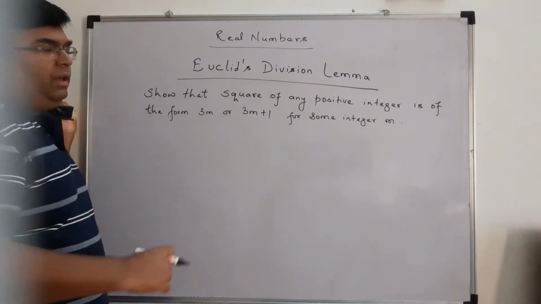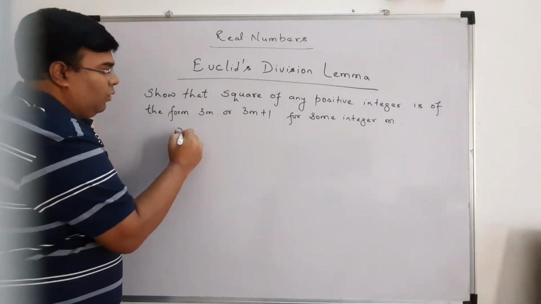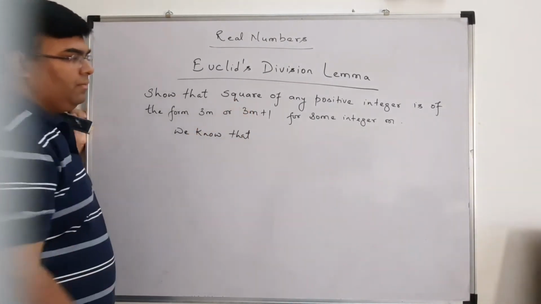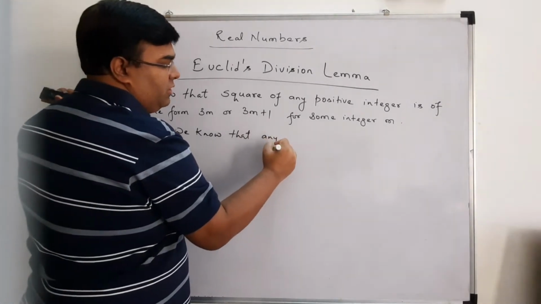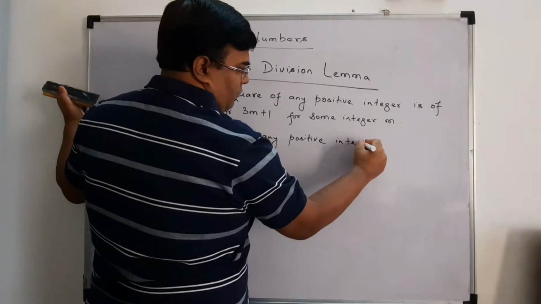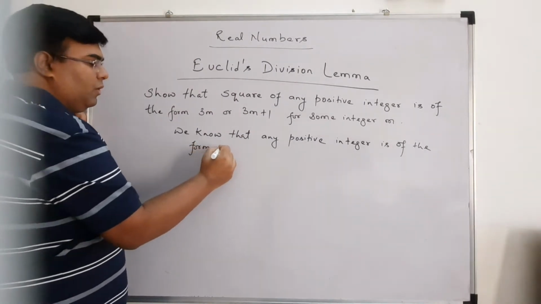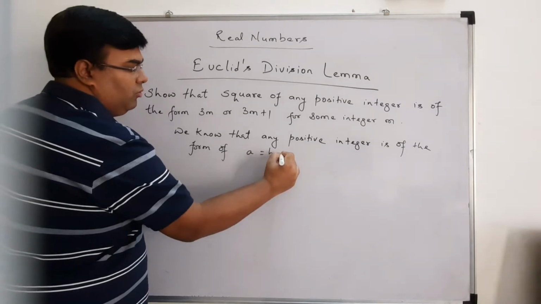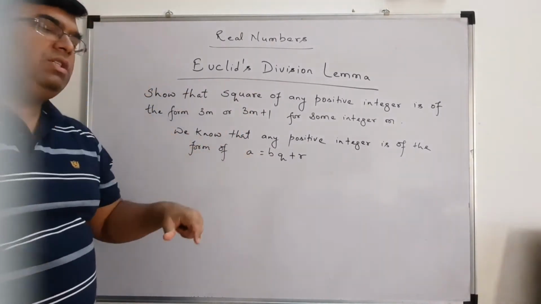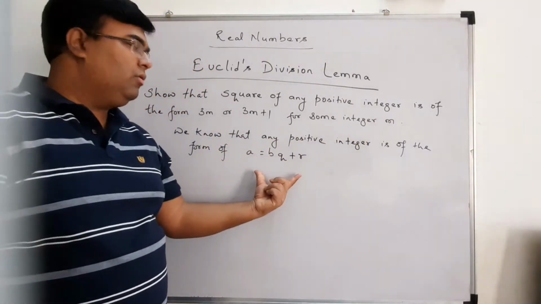Whenever you get this kind of question, the first statement will be: we know from Euclid's division lemma that any positive integer is of the form A is equal to BQ plus R. So in all these kinds of questions, your first statement should be like this: we know that any positive integer is of the form A is equal to BQ plus R.